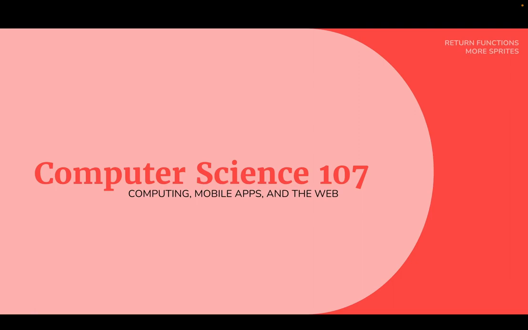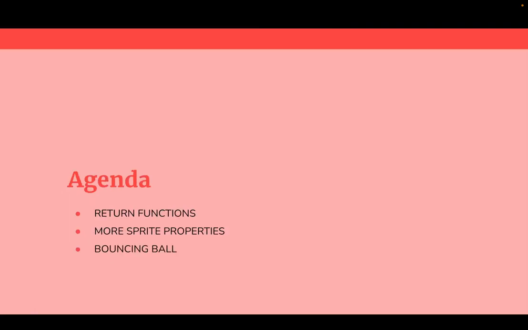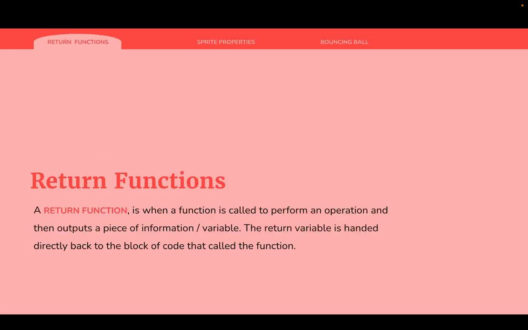Class. So in today's lecture, I want to talk to you about two different topics. The first topic is about return functions, which will be an extension of what we talked about last class about void functions. And then I also want to talk to you about some more properties of sprites that are unique to sprites and will be helpful for some of the apps we're going to build with this lecture today. So let's go ahead and get started.